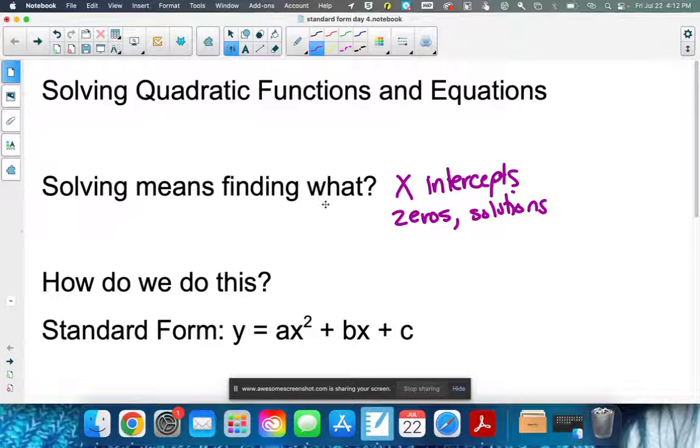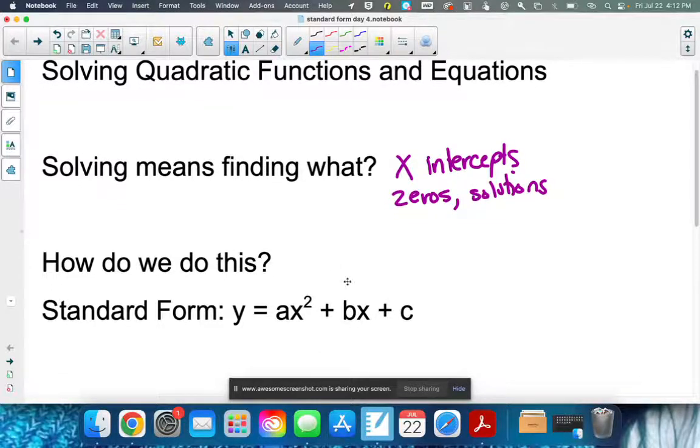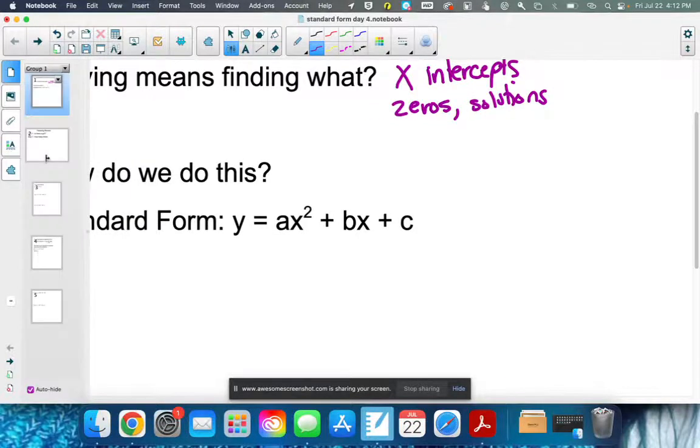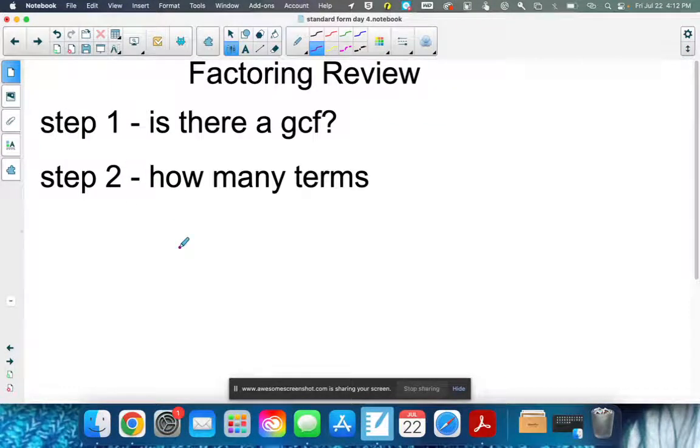So there's several different ways to do this, and we're going to review some factoring that we did back in Unit 1. So standard form is what we're going to be looking at. When you're factoring, the first thing you're always supposed to check is if there is a GCF. And if there is one, you are supposed to divide it out.